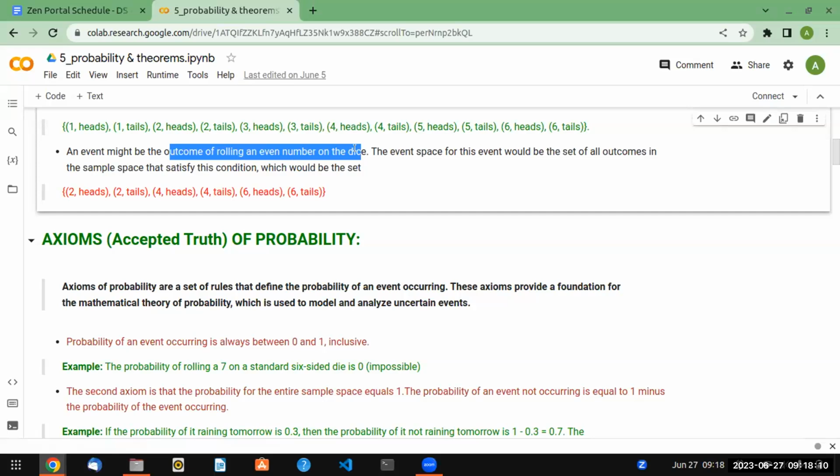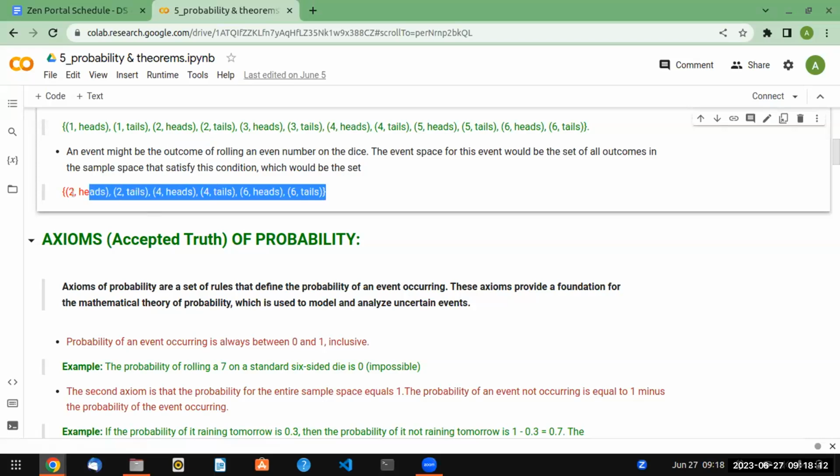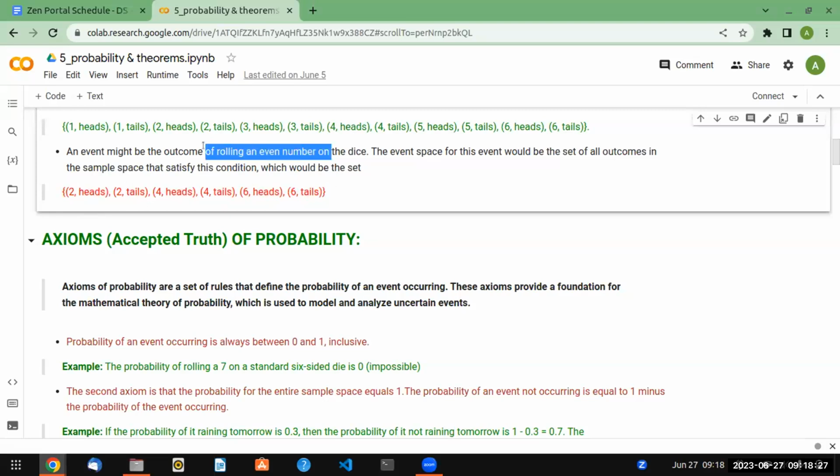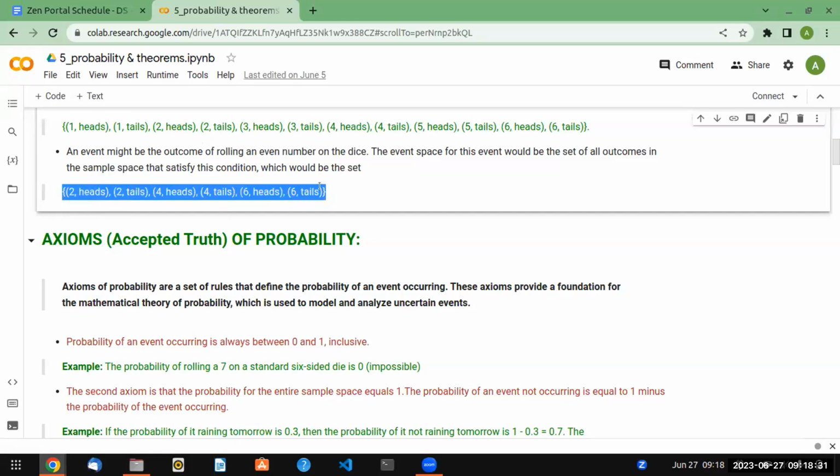So how many ways is that possible? Can you see? This is the way where an even number comes up on the dice: 2, 4, 6. These are the even numbers, and with each number there is a possibility of head and tail. So my event, as per my requirement, is rolling an even number on the dice. How many outcomes are possible? 6. Agree? Any other thinking apart from this?